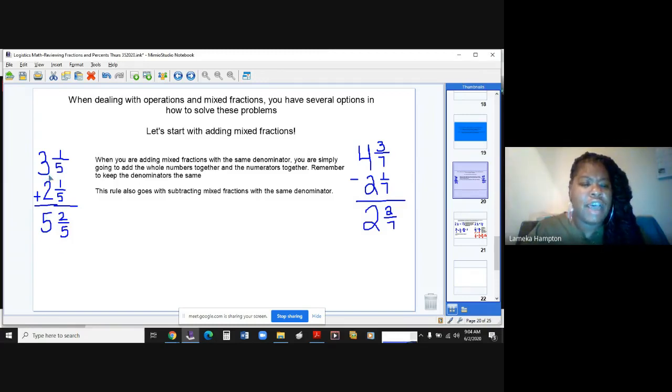So my example over here is 3 1/5 plus 2 1/5. As you can see here, I have added 3 plus 2, and that gives me 5. And I've added only 1 plus 1, which are the numerators, and that gave me my 2. So that gives me 5 and 2/5. Okay.